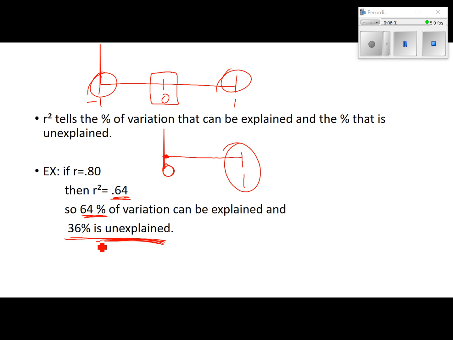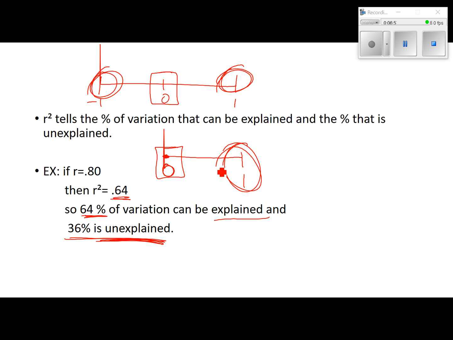unexplained variation, and we have more explained. As we get closer to 0, more unexplained, less explained. And again, as we're getting closer to these or this, whichever one we're doing with the R or the R squared, that means we have a better correlation.